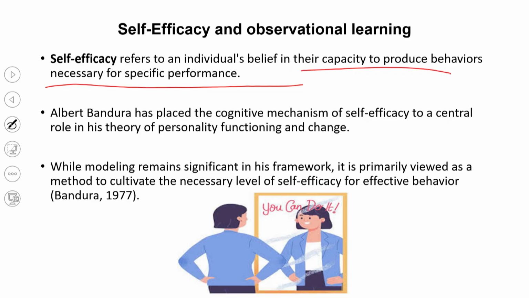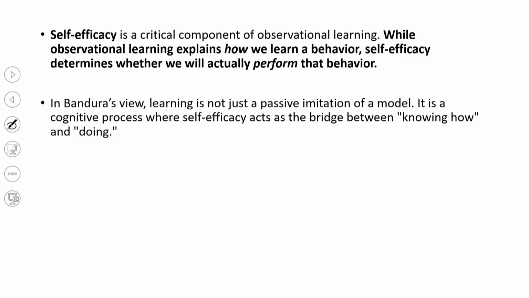Albert Bandura gave a lot of importance to this concept of self-efficacy, which is one of the important factors in observational learning. Self-efficacy will influence observational learning. While modeling remains significant in his framework, it is primarily viewed through the lens of self-efficacy. Let us see a little bit more. Self-efficacy is a very important component in observational learning. Observational learning explains how we learn a behavior by looking at others. Self-efficacy determines whether we will actually perform that behavior.